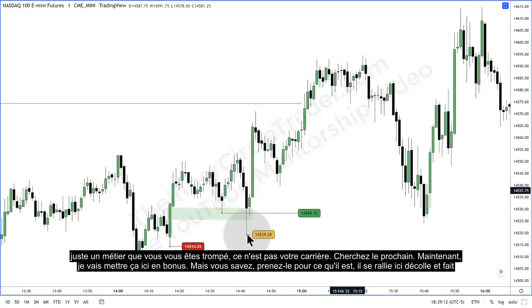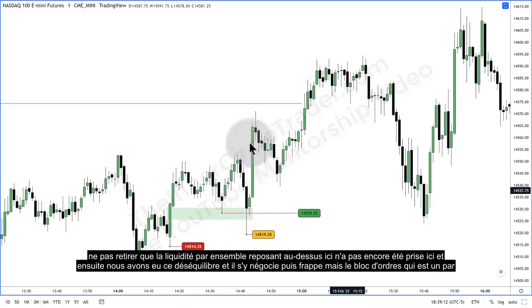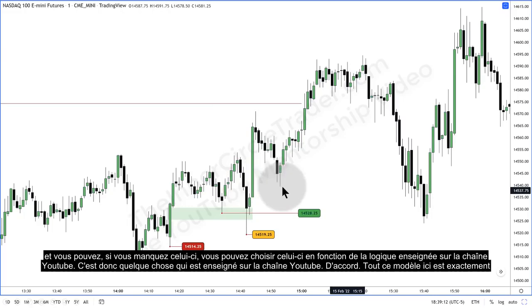Now, I'm going to throw this in here as a bonus, but take it for what it is. It rallies here, takes off, and does not take out that. The buy side liquidity resting above here did not get taken here yet. And then we had this imbalance. And it trades down into it and then hits what? The order block. That's a buy. And you can, if you miss this one, you can pick up this one based on the logic I teach on the YouTube channel. So this is actually something that's taught in the YouTube channel.